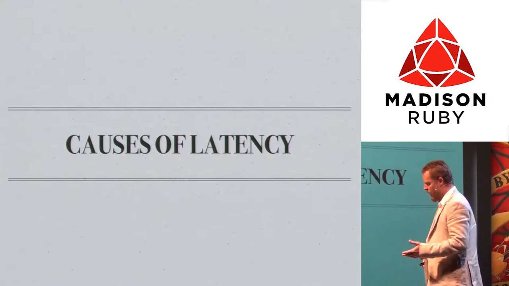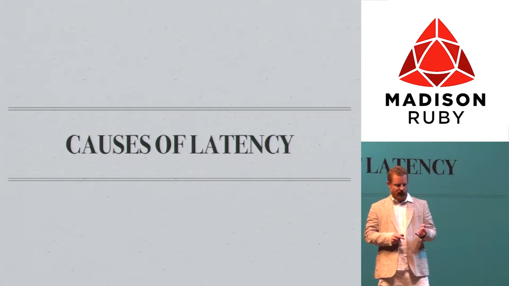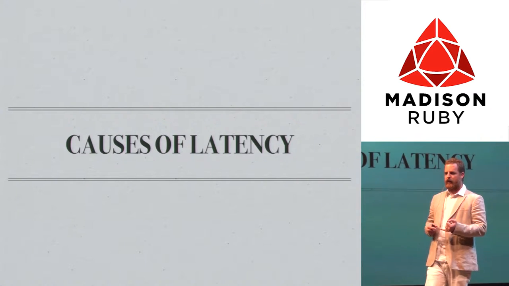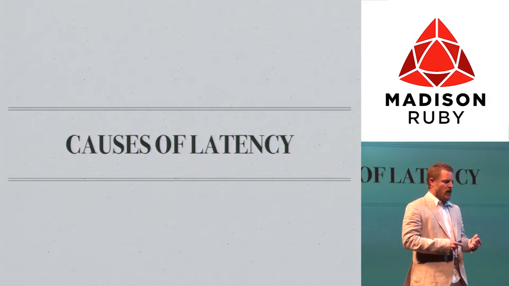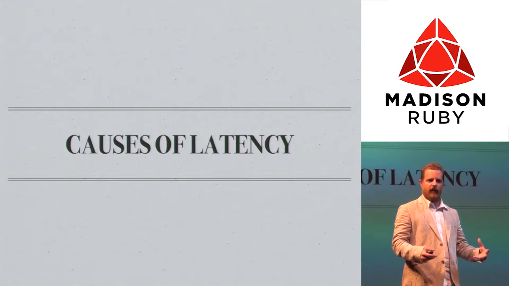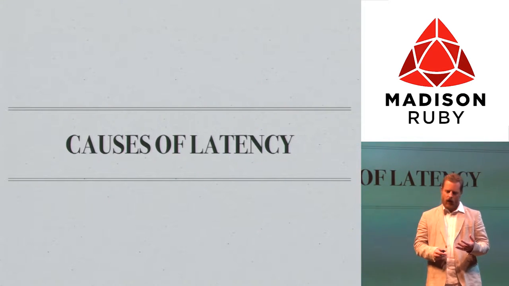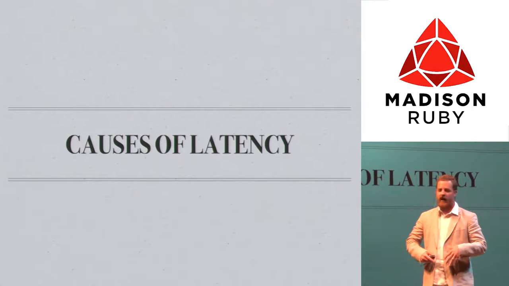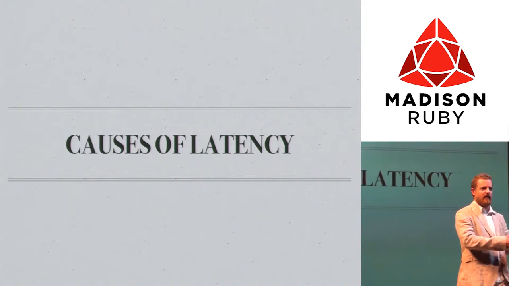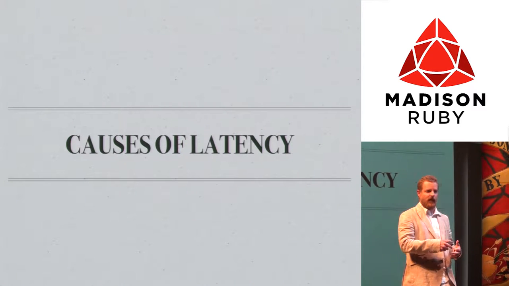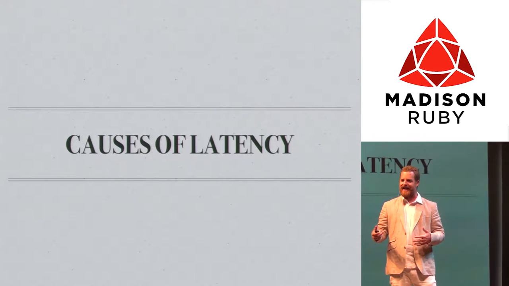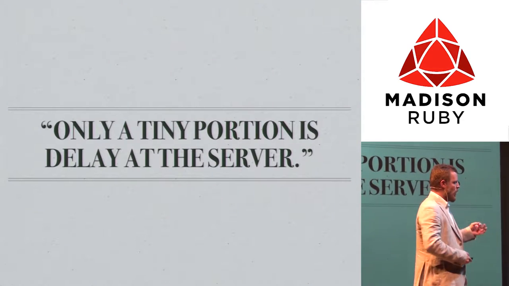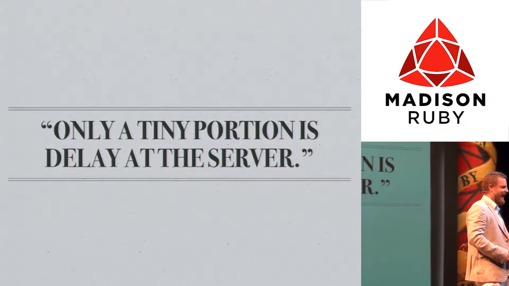So what are some of the causes of latency? Well, there's actually a study that looked at what was the major cost of latency for web applications. And it comes down to the amount of time for the infrastructure, so that's the hardware response time. It's the amount of time that it takes to run the process on the server, so this is the time where it's sitting inside your application doing stuff. The amount of time that it takes to go over the network, so this is the transmit time. And then the amount of time spent on the client side actually rendering the thing. And in that study, they said that only a tiny portion of the delay is actually on the server.